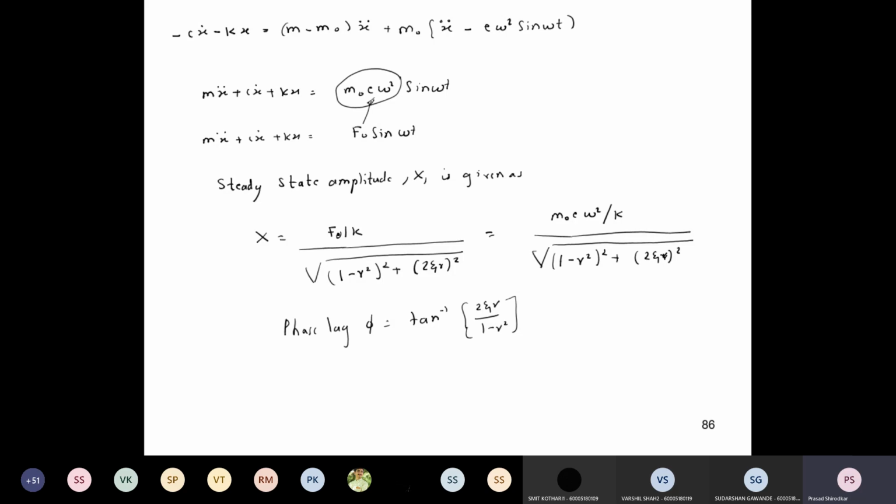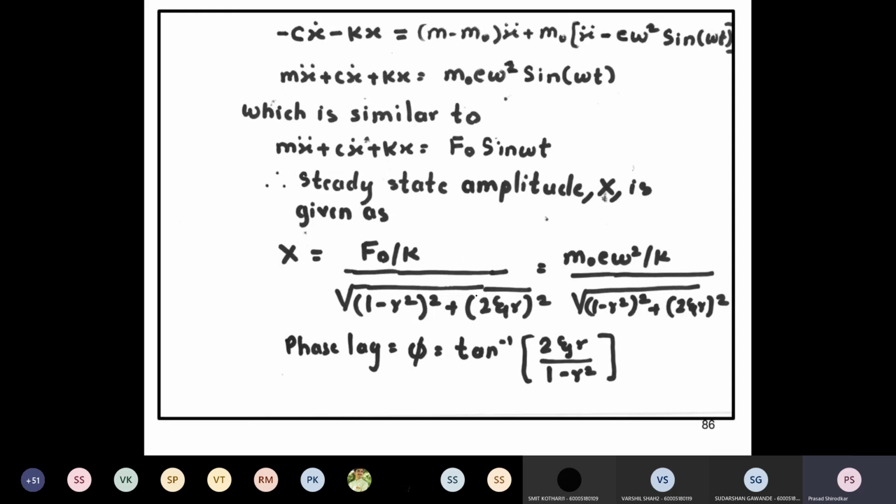So we'll simplify this. So this is our summary. Now we'll simplify this. So substitute k as m omega n square. So x becomes m0 e omega square divided by m omega n square upon square root of 1 minus r square whole square plus 2 zeta r whole square.